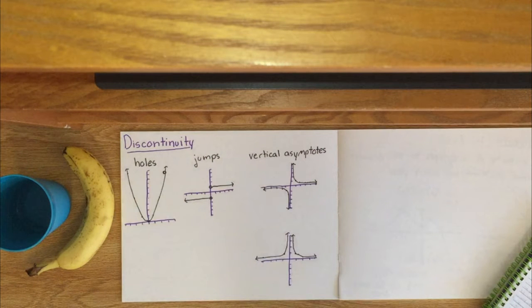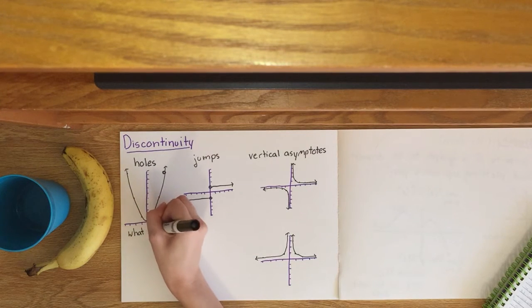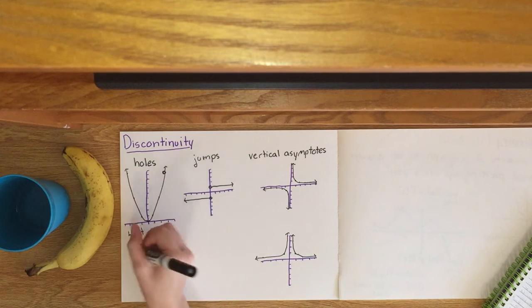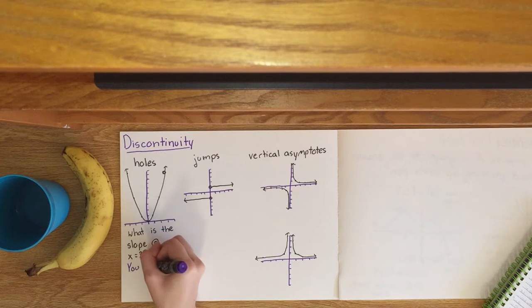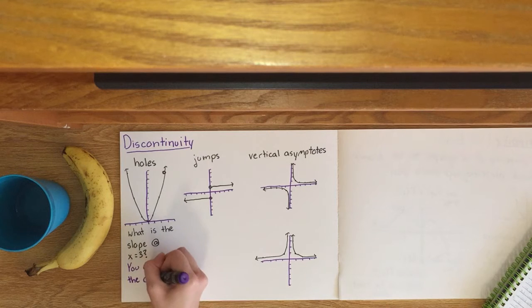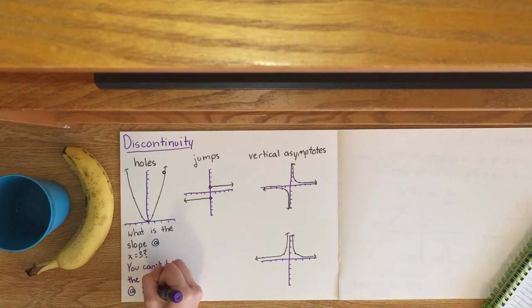One more thing I should note is that for holes, the limit exists. Meanwhile, for jumps and vertical asymptotes, the limit does not exist. And how does this fit into calculus? Well, imagine trying to find the slope of a point that's not defined. There's no way to do that. And so you can't take a derivative of a graph that is not continuous on the interval.